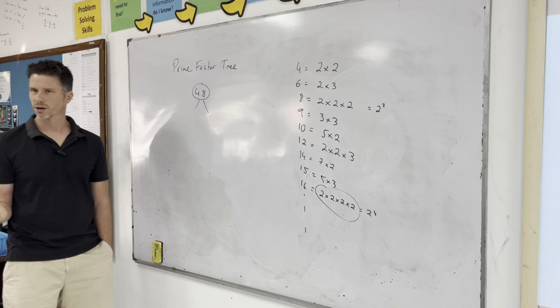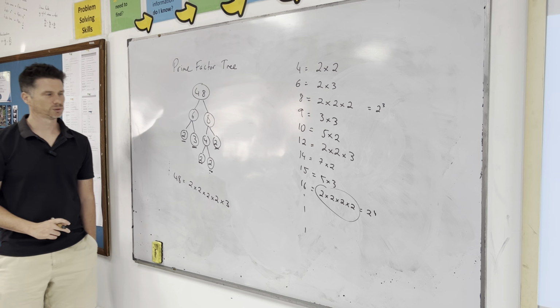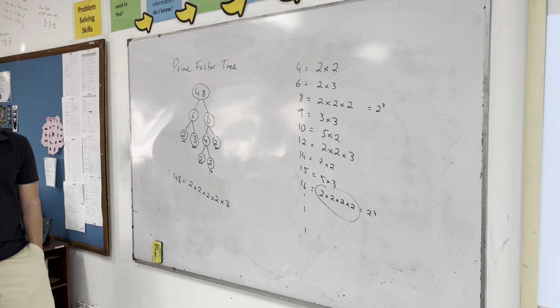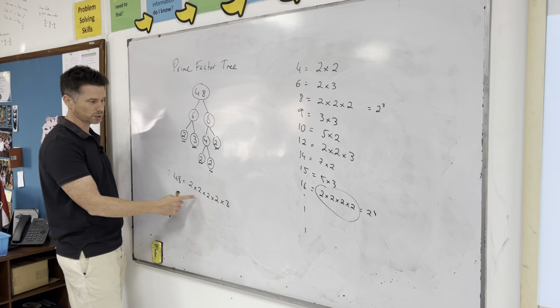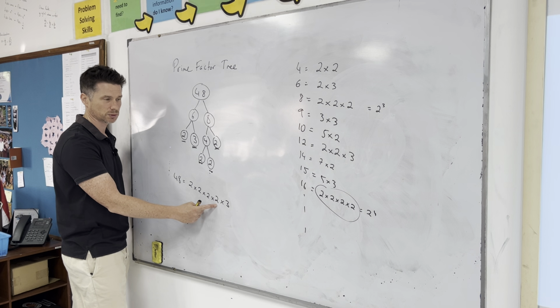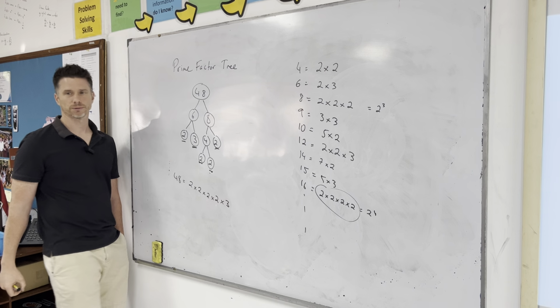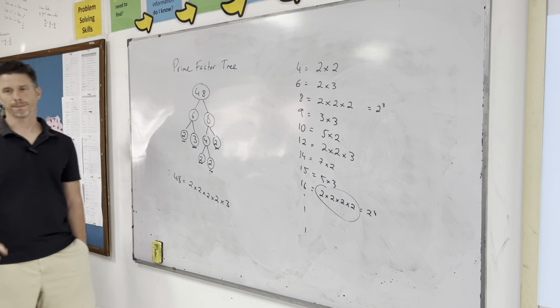So, I can write 48 like this as a product of prime factors, multiplying prime numbers, by just picking all these prime numbers at the end of my tree. 2 times 2 times 2, how many? 1, 2, 3, 4 times 3. 2 times 2 times. And that multiplies to give 48. You can test that. 2 times 2 is 4, times 2 is 8, times 2 is 16, times 3 is 48.